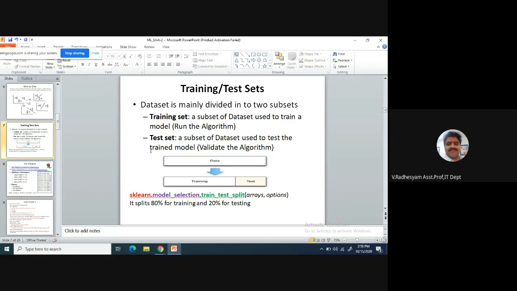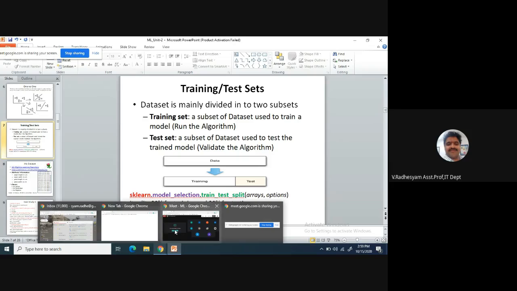There is one standard function called train_test_split in sklearn.model_selection. It splits the data into 80% training and 20% testing, which is a standard.